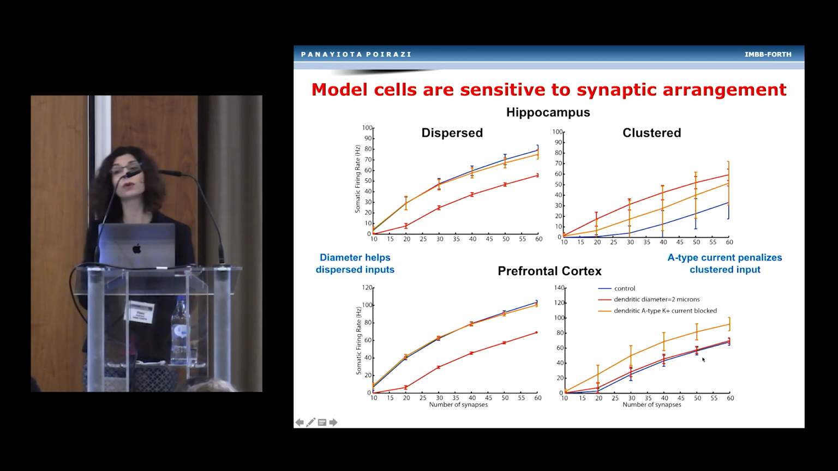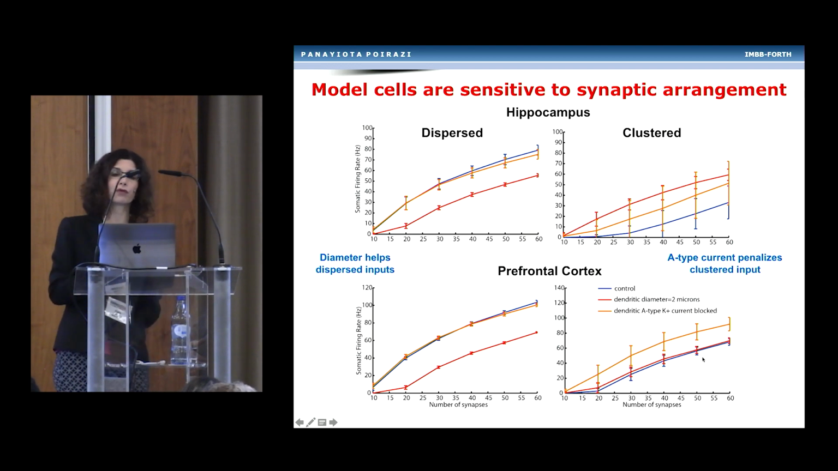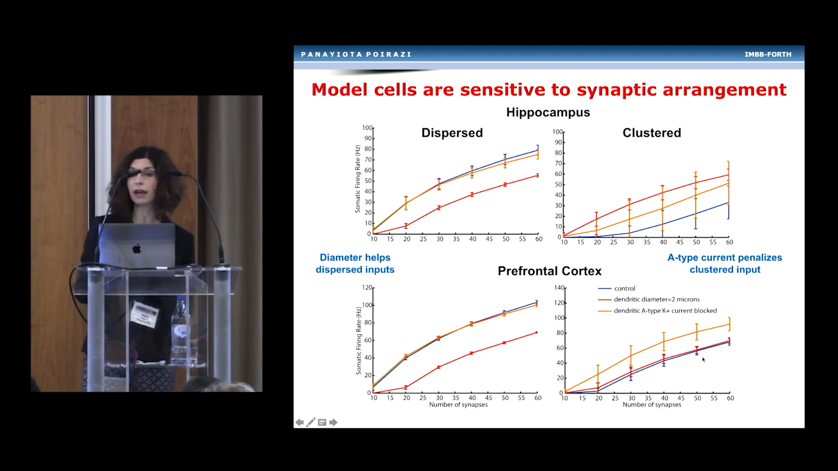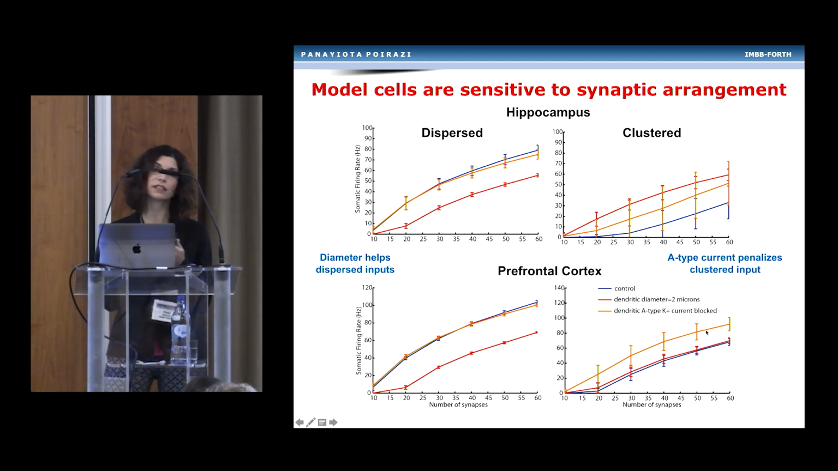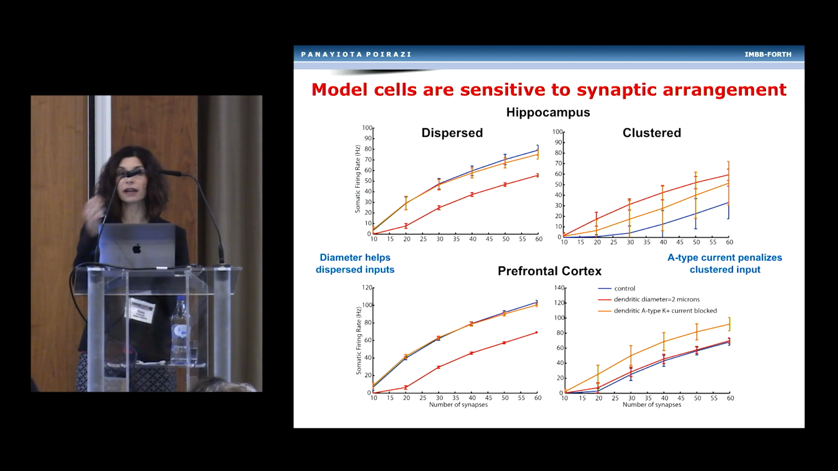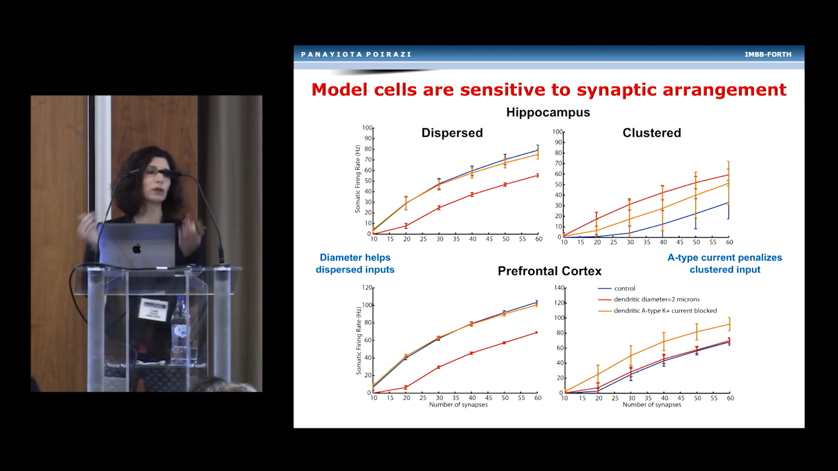So the cluster ones do not suffer so much from the morphology, but they do suffer from the A-type channel. Because if you close the A-type channel, then the response suddenly increases massively. So this is the way to think about this. Dispersed arrangements are weak. You have small inputs. If you have a very thin dendrite, then you don't have a serious signal attenuation. It gets to the cell body, so it's sufficient.